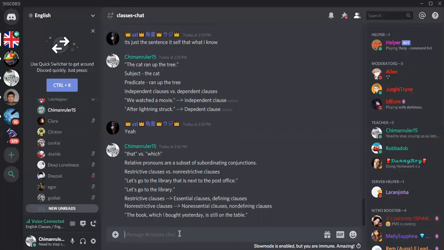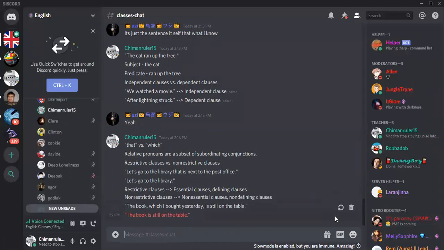So here, which I bought yesterday is a non-restrictive clause because we can take it out and the meaning of the sentence wouldn't change, like this. The book is still on the table. Okay, the sentence didn't change at all because we're still talking about the same book. We know what book you're talking about. So this which I bought yesterday isn't important to the meaning of the sentence. It's just extra information, so we can take it out. That's why it's non-restrictive or non-essential.